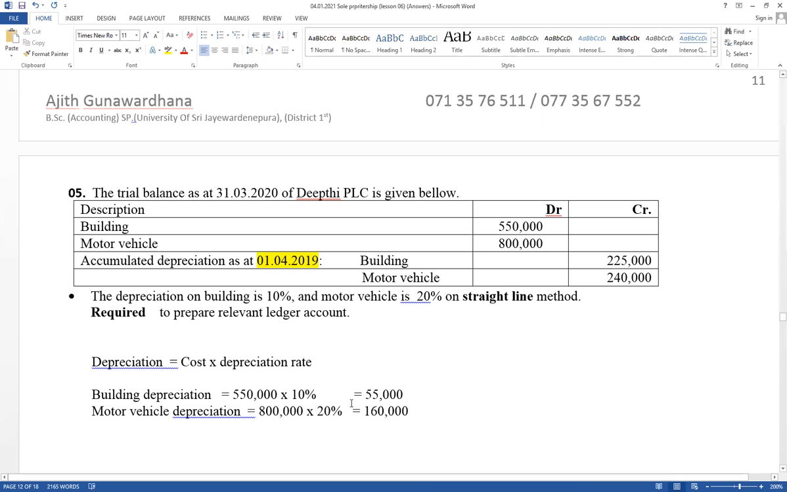Straight line basis. They asked to prepare the relevant ledger accounts. Now think, what is double entry? Depreciation expense account debit, accumulated depreciation account credit. Therefore, you have to prepare two ledger accounts for building depreciation and two ledger accounts for motor vehicle depreciation. Building depreciation expense account and accumulated depreciation of building. Motor vehicle depreciation expense account and accumulated depreciation of motor vehicle. Right, there are two ledger accounts each. Therefore, there are four ledger accounts you have to prepare.